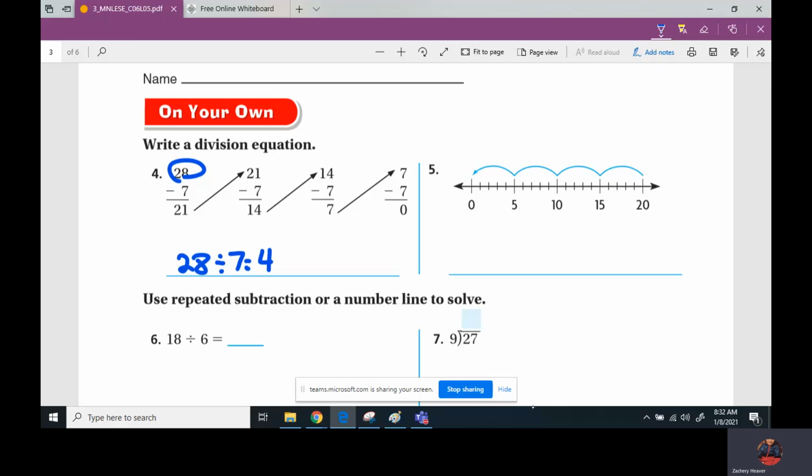Now we're starting at 20. How many is between each jump? There's 1, 2, 3, 4, 5. They're jumping by 5. How many jumps do we have? 1, 2, 3, 4. 4 jumps.